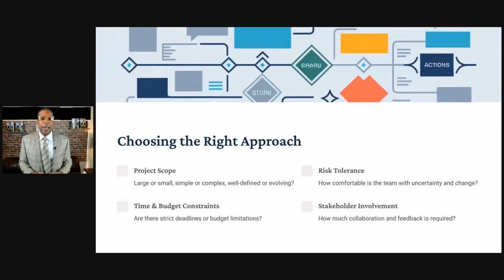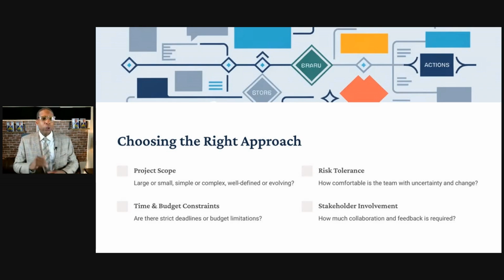Now, anytime that you're looking at what approach you want to go with, I always say, look at the triple constraints, or let's look at these four, and there's many more. Project scope: is it large or small? Is it simple or complex? Is it well-defined, or is this thing going to keep evolving? Risk tolerance: how comfortable is the team with uncertainty and change?